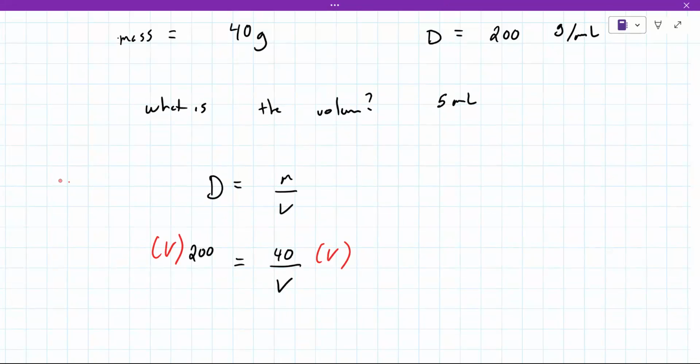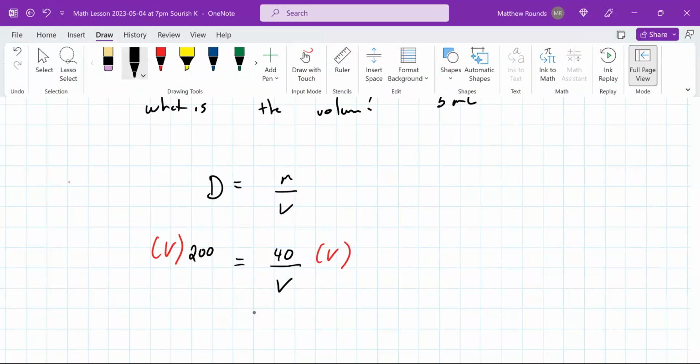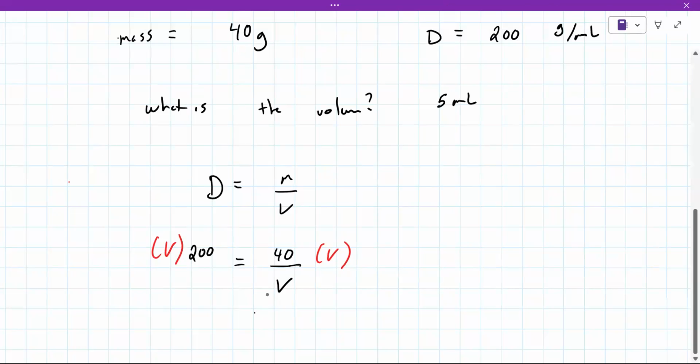40 times 5. Are you following what I'm doing? The answer is not 5. While it may be true that 40 times 5 is 200, that is not the answer. Do you want to follow along or do you just want to make up your own math? No, I want to follow along. Okay. So when you multiply both sides by V, it goes away. On the left, it's 200 times V equals 40.